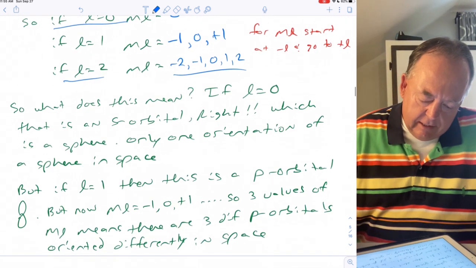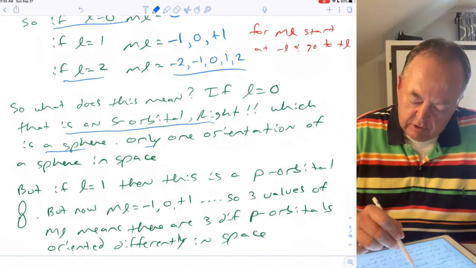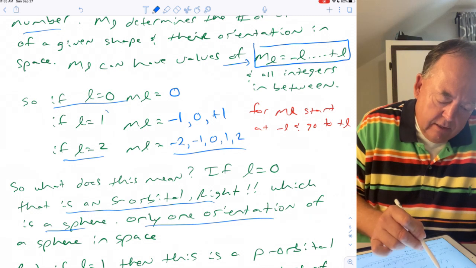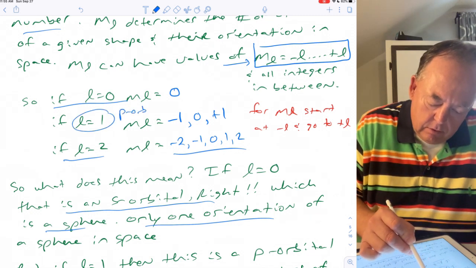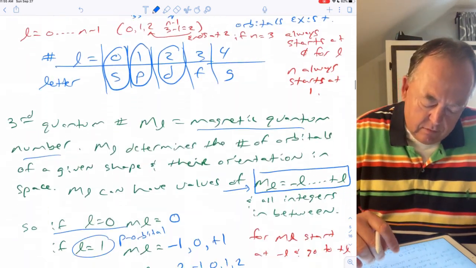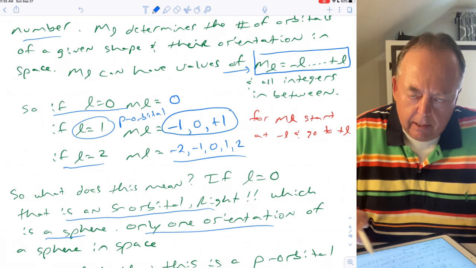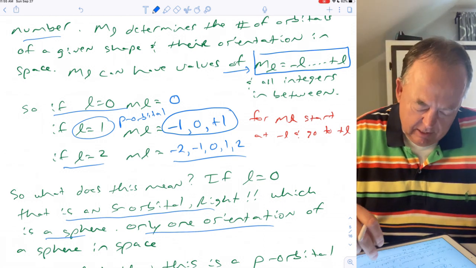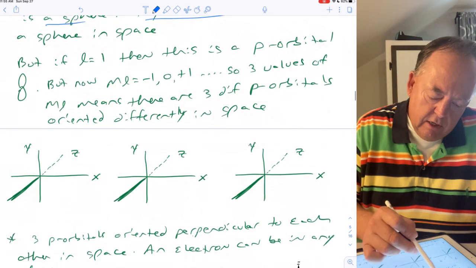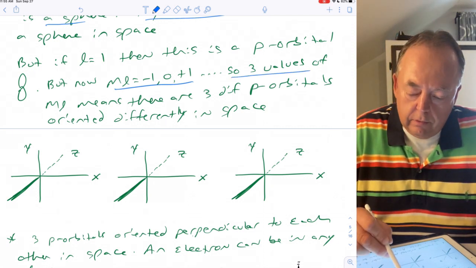Okay, so again, if L is 0, then that's an s orbital, right? Which is a sphere. And spheres only have one orientation in space. But if L is 1, then that means this is a p orbital. And p orbitals have dumbbell shape, right? But then m sub L tells you how many p orbitals there are. There are 3 values of m sub L, so there are 3 different p orbitals. And they are orientated differently in space. Right, so if L is 1, m sub L could be negative 1, 0, or 1. That's 3 values, which means there are 3 different p orbitals.